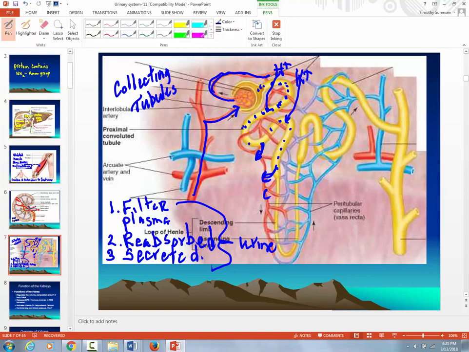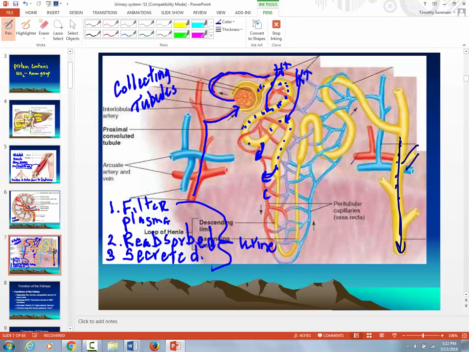Whatever's left over after the distal convoluted tubules will enter the collecting ducts. The collecting ducts connect many nephrons, the nephron tubules. So many nephrons will dump what is soon to be urine into the collecting ducts. Now this is important. In the absence of hormones, stuff is impermeable to the collecting ducts. So whatever ends up in the collecting ducts in the absence of hormones is going to be urine.